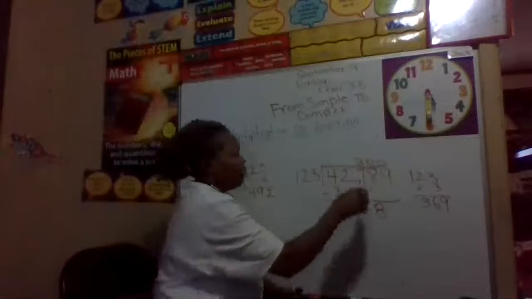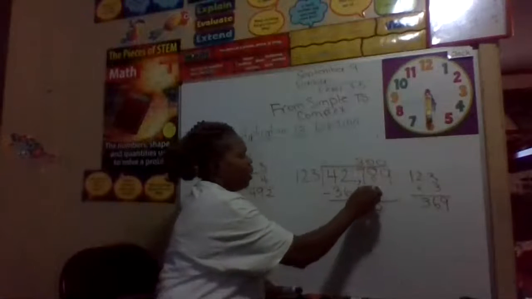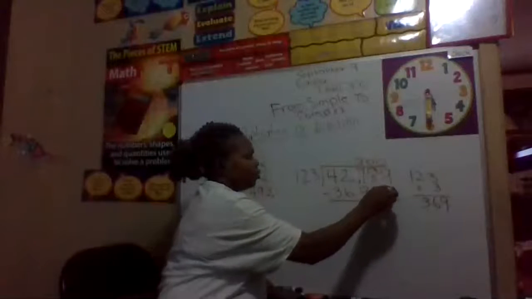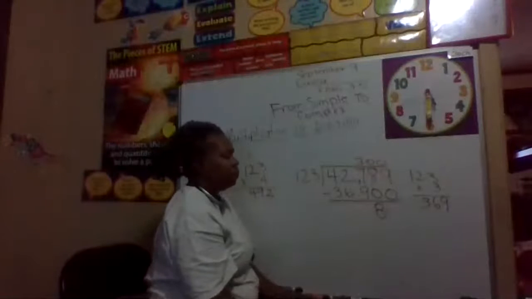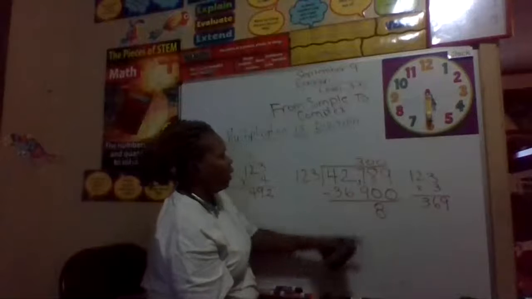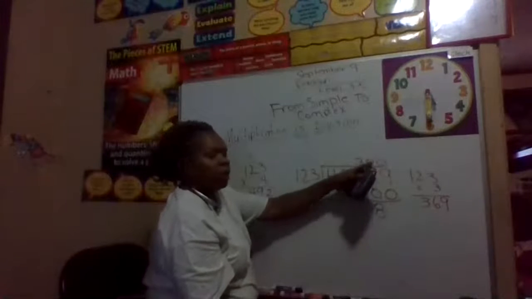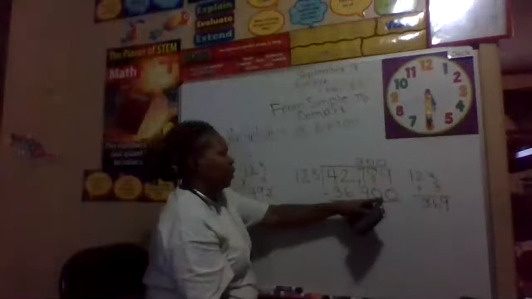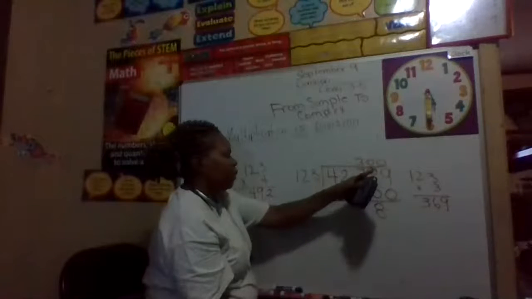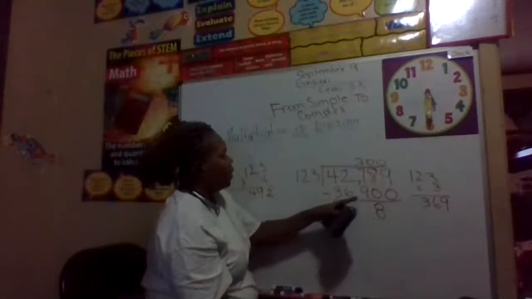And this is an imaginary what? 0. Now we have 2 zeros. 2 zeros, because we did it into the hundreds. See? 2 zeros because we started into the hundreds. Remember? All right, let's go.